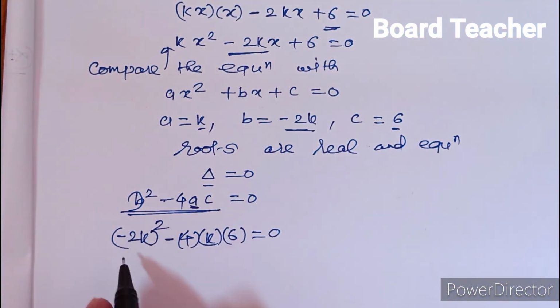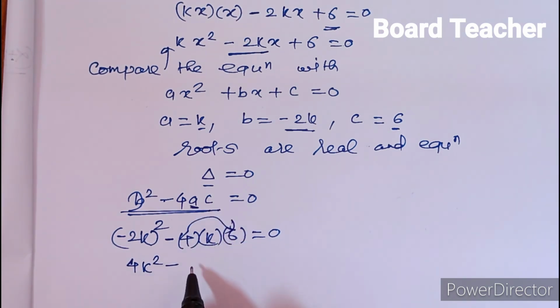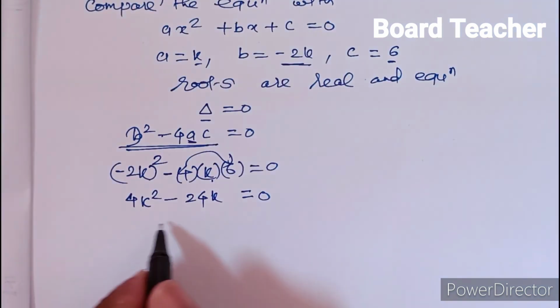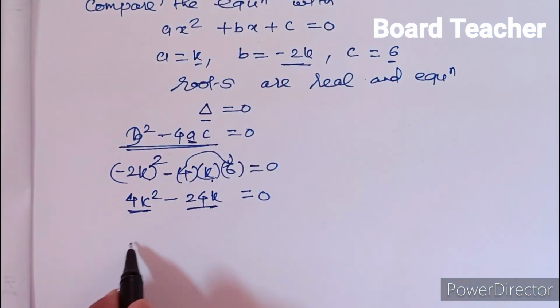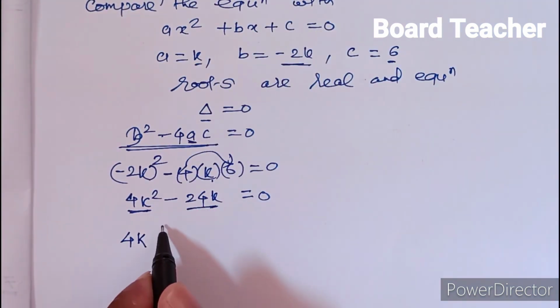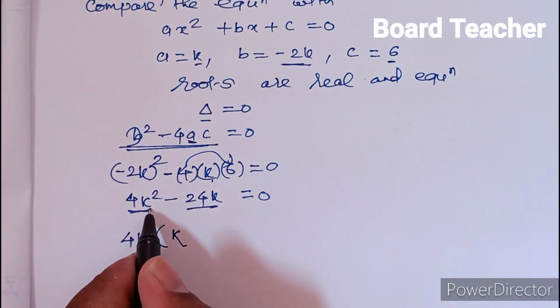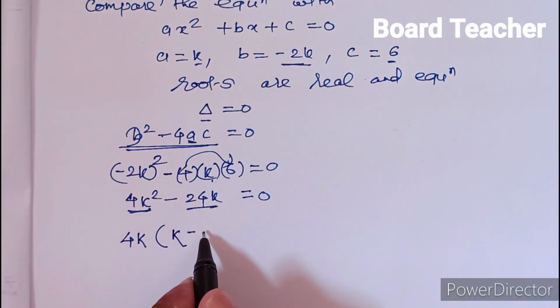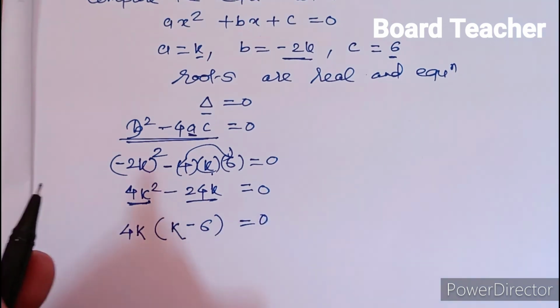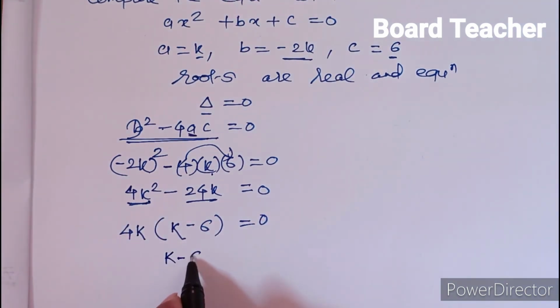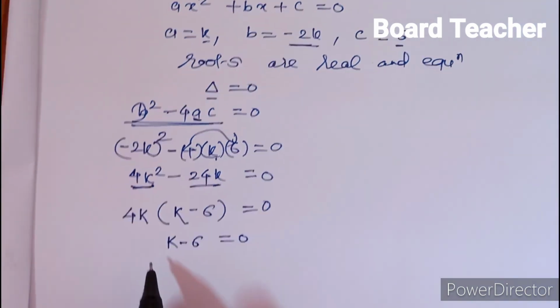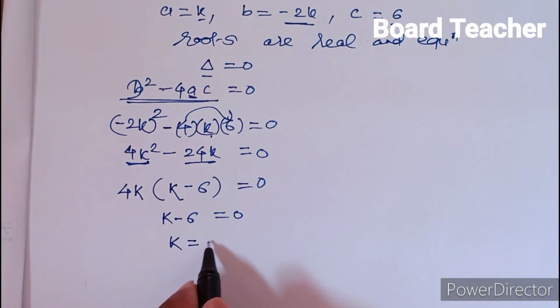Now minus 2k whole square will be 4k square, and 4 into 6 will be 24, with k as it is, equals 0. We take 4k common in both. By taking 4k common, k remains, minus 6 equals 0, that is k minus 6 equals 0, so k equals 6. Therefore we get the value of k is 6 in the second question.